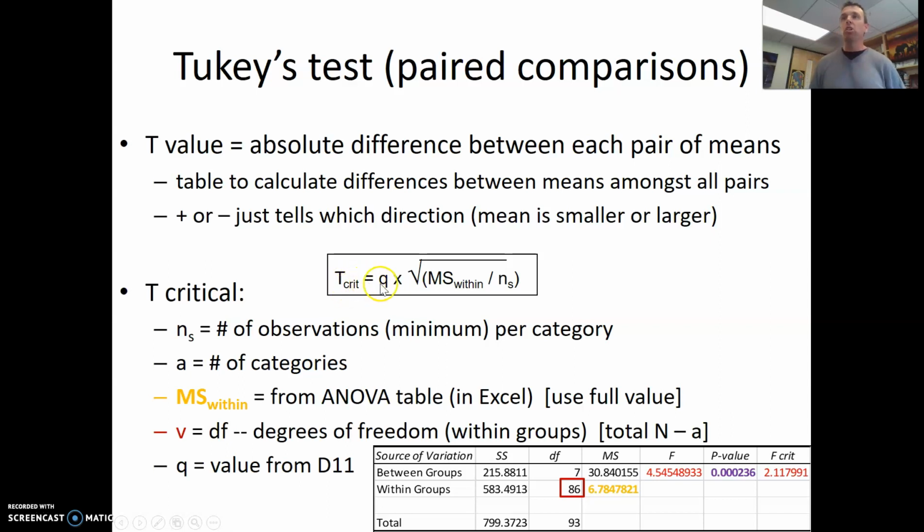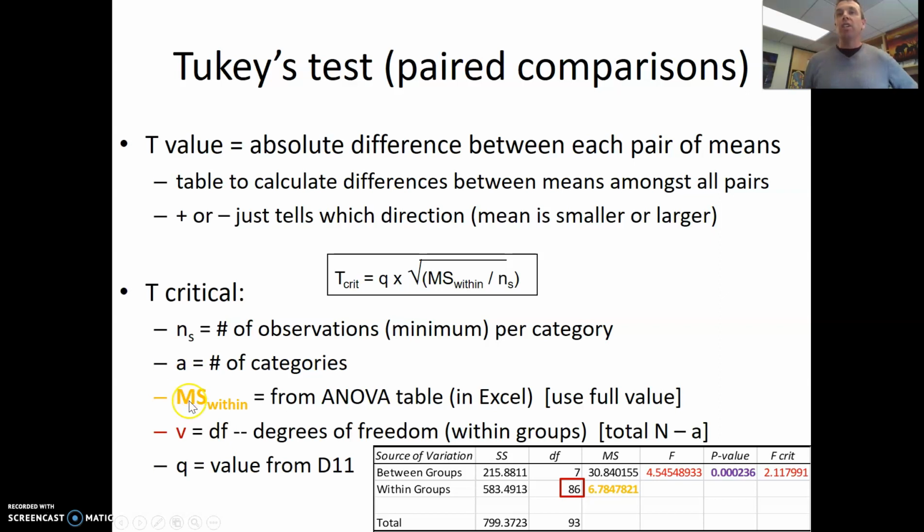So the Tcritical is equal to Q times the square root of MS within over n_s. And here are all the different values you will need for this. The n_s is the minimum number of observations per category. So in other words, if each of our groups has 8 observations, our n_s is 8. That's the number of replicates per group. A, again, is the number of categories. So if we have 8 different groups, A is 8.